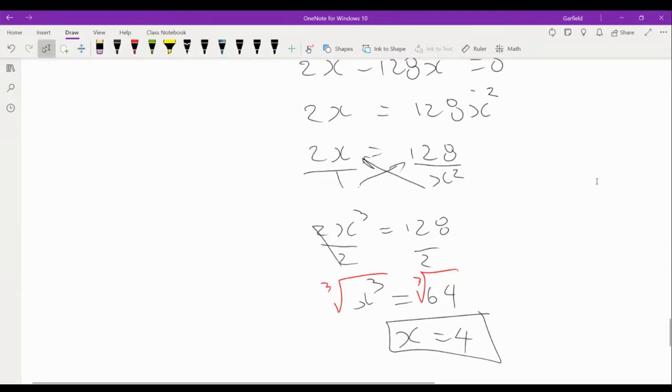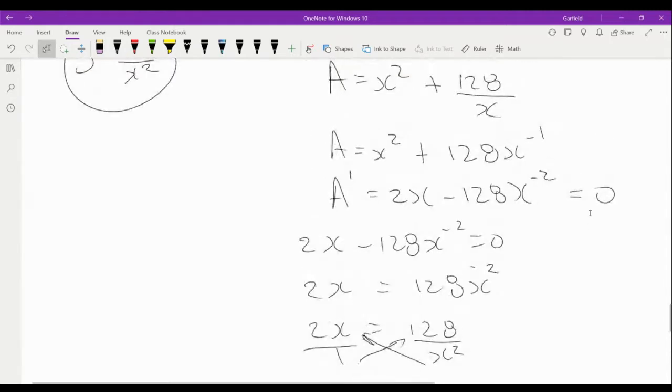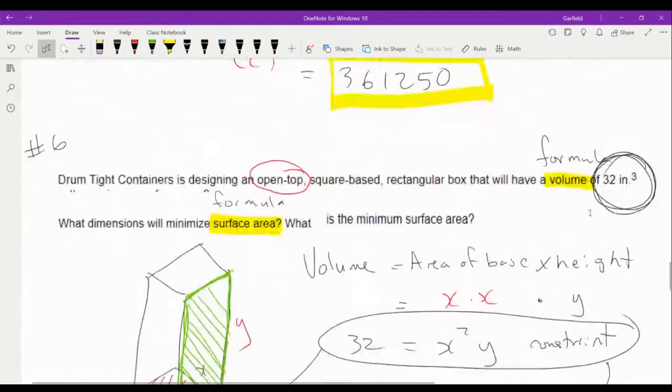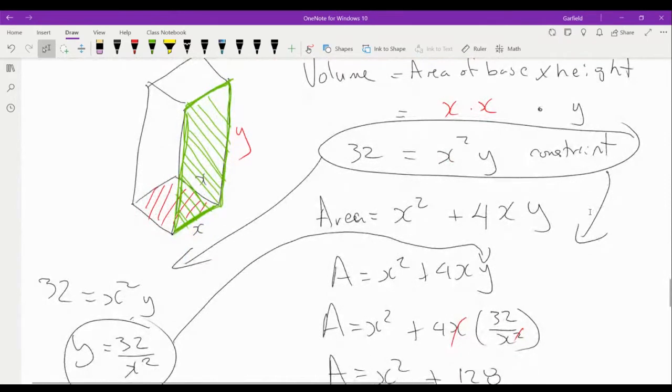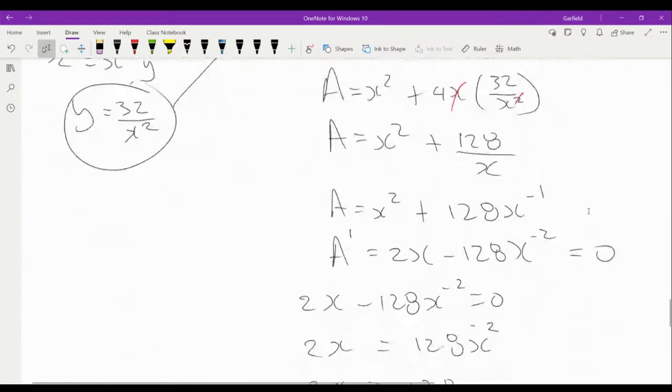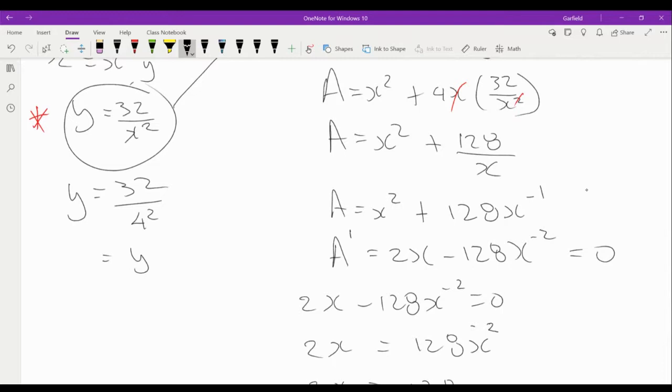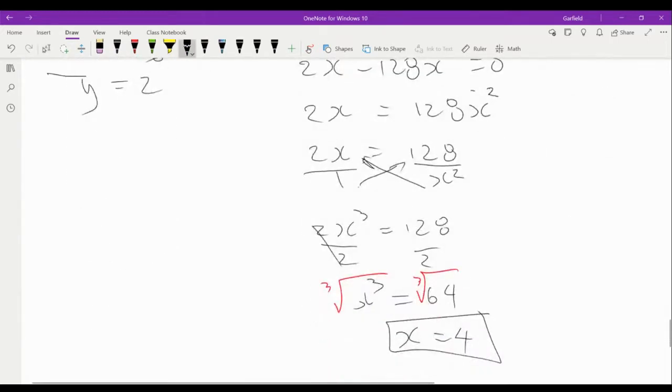So now that we know that x is equal to 4, let's go back up to the question. What dimensions will minimize the surface area? So we're trying to find the dimensions, the length and the width. So we need to find y also. We know y is equal to 32 over x squared. So y is going to be equal to 32 over 4 squared. So y is equal to 32 over 16. So y is equal to 2. So these are the dimensions.